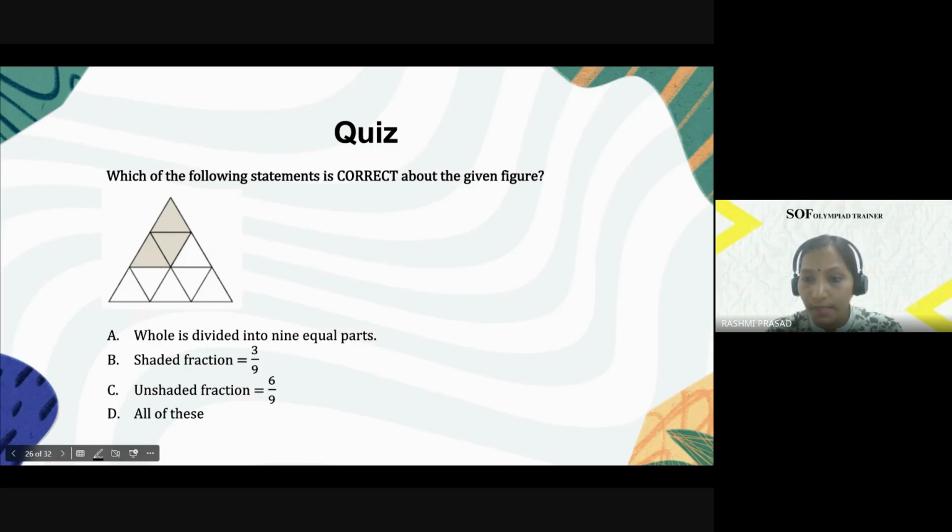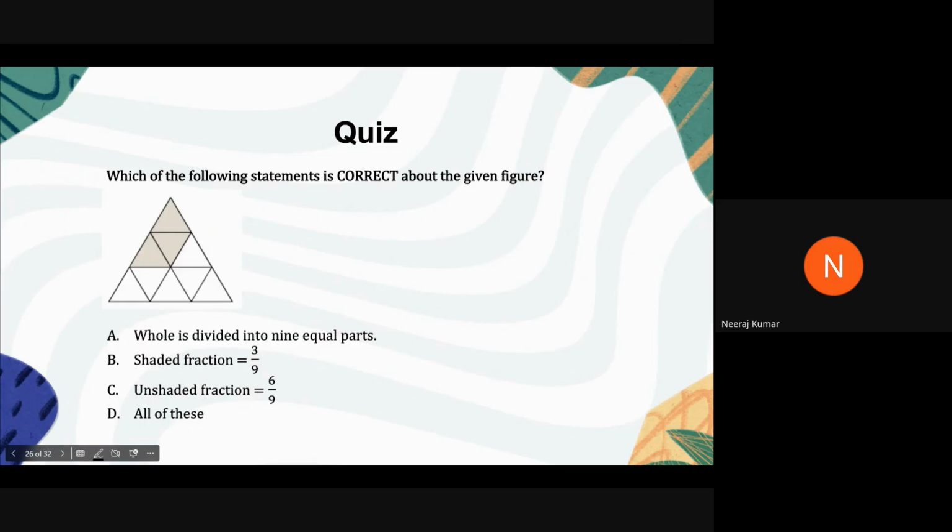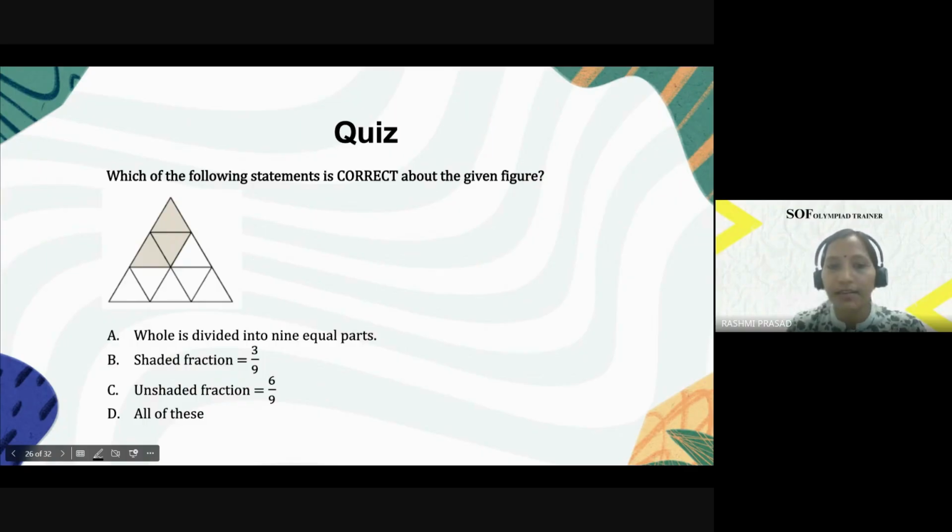That means it's option B. Okay. Then it's D, D, then again B. Dhani Lakshmi, can you tell me why it's B? Why is it 3 upon 9? Because three are shaded. Correct. So three are shaded, so the shaded fraction will be 3 over 9. It is correct. But why is A not correct?